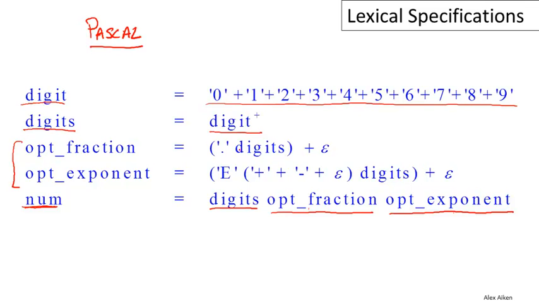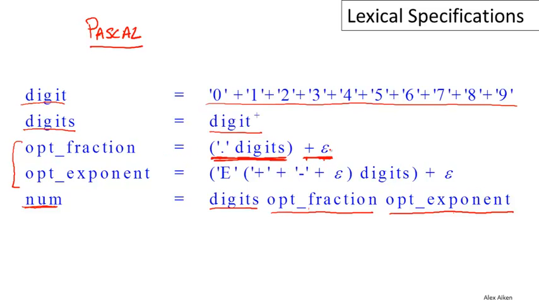So what's going on inside the fraction? Well, if we have a decimal fraction, there's going to be a decimal point, and that's going to be followed by a string of digits. So this is just the fractional part of the floating point number. It's the stuff that comes after the decimal point. And what's this plus epsilon doing out here? Well, remember, the plus is union, and epsilon stands for the empty string. So what this is saying is that either the fractional portion of the number is present or it's completely absent.